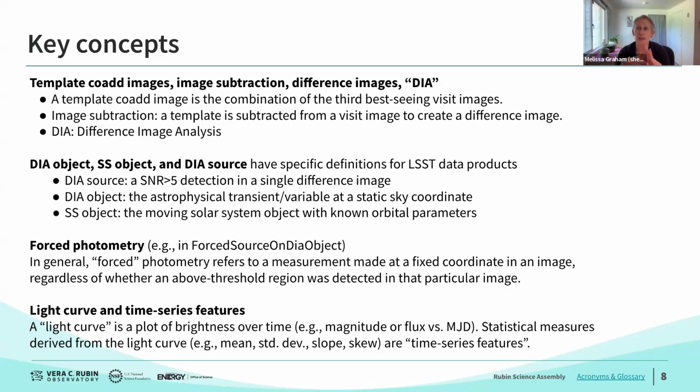Two more key concepts: light curve and time series feature. Light curve is probably a term you're already familiar with. It's just a plot of brightness over time, for example magnitude or flux as a function of date. And time series features are statistical measures derived from the light curve itself: the mean or the standard deviation of the fluxes, the slope of the flux over time, skew. You can measure lots of different statistical features of the light curve, and collectively, the ones that Rubin pre-measures for you for all DIA objects, for example, are called time series features.